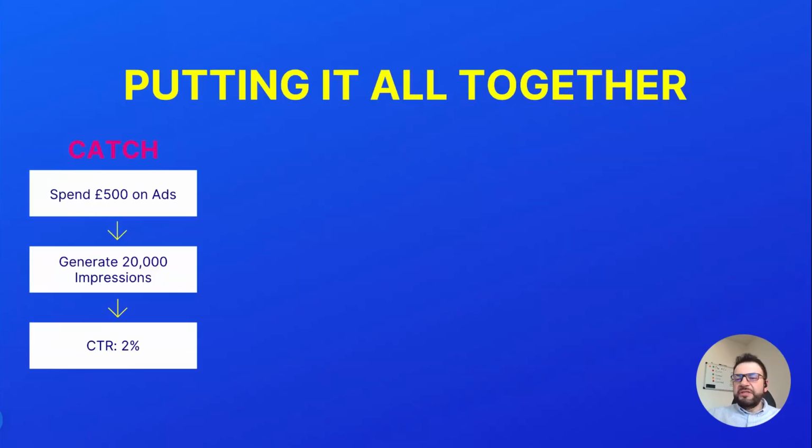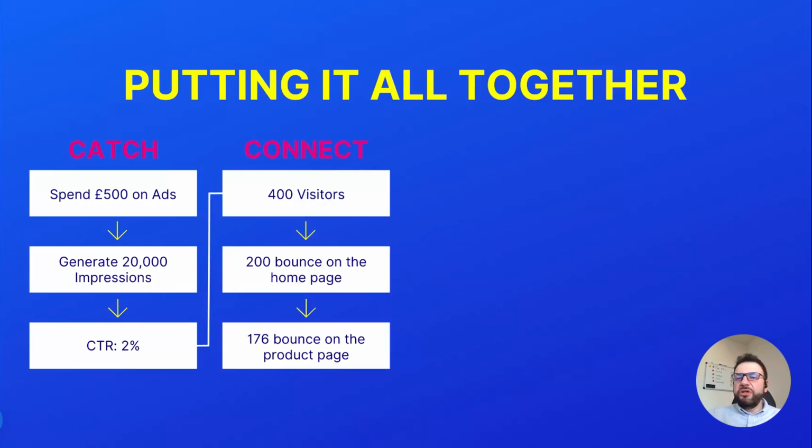And so let's put all that together. How does that look in terms of an example, going from catch all the way to continue? Say, for example, you were to spend £500 on ads. With those £500 of ads, you generate 20,000 impressions. That gives you a click-through rate on your impressions of 2%. You get 400 visitors. This is a tough market. Unfortunately, 200 people will just bounce. It just happens. 50% of people on the homepage see something they don't like, gone.